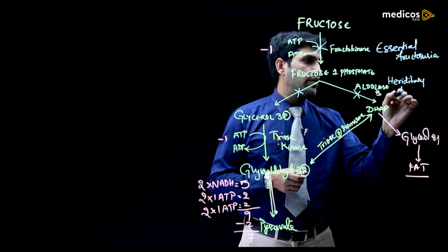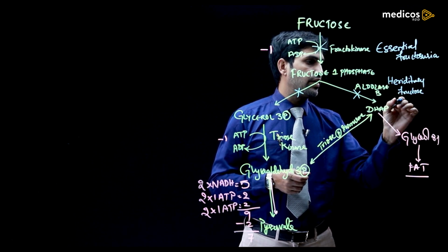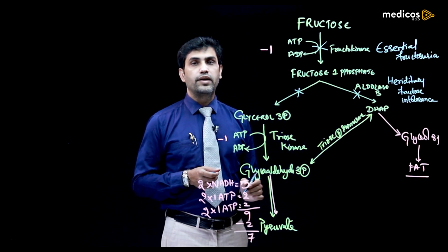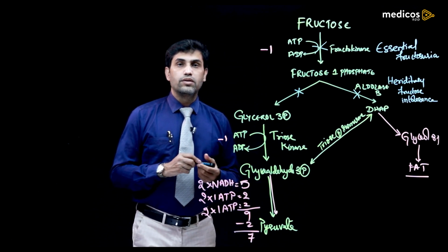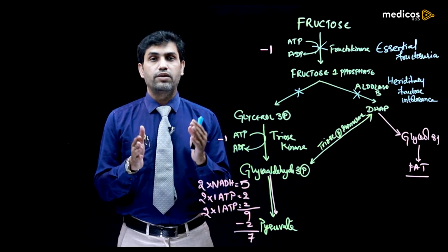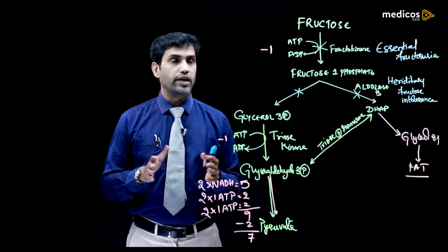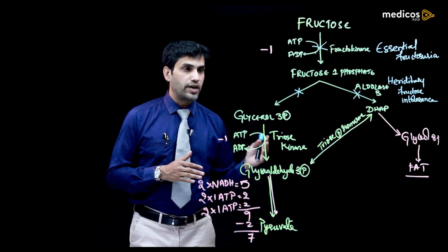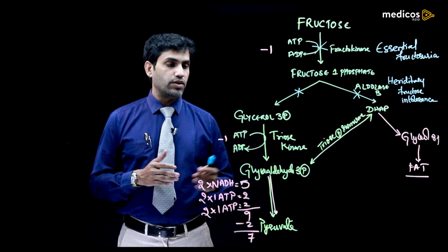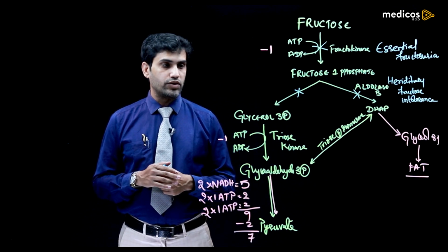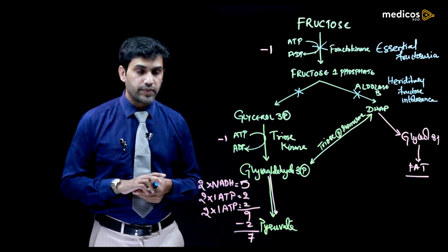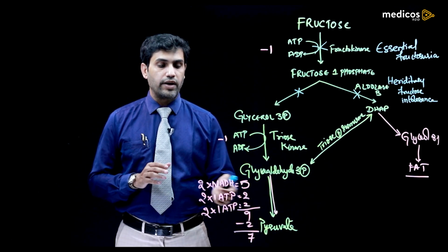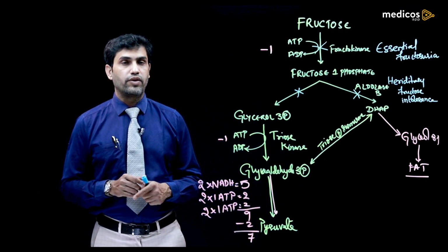So, that is about fructose metabolism that you need to remember for your exams or for your career. Fructose breaks down to fructose 1-phosphate, which forms glycerol 3-phosphate and dihydroxyacetone phosphate. This glycerol 3-phosphate again forms glyceraldehyde 3-phosphate in presence of triose kinase. This glyceraldehyde will finally enter glycolysis and produce pyruvate. Net production of ATP is 7 in fructose metabolism.